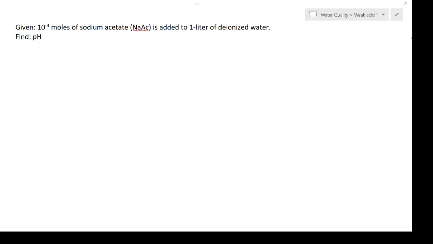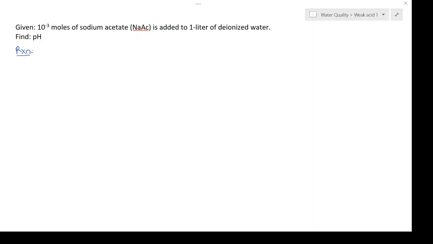So our base is sodium acetate, and 10 to the minus 3 moles are being added to a liter of DI water, and we want to solve the pH. The first thing I do in this problem, and in similar problems, is to write out all of the reactions.